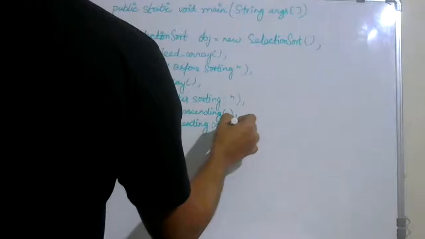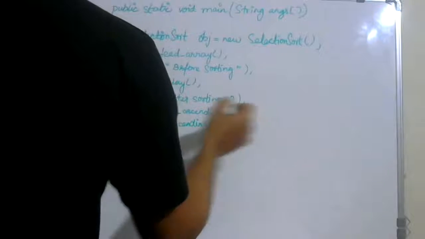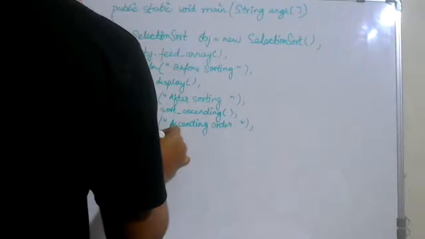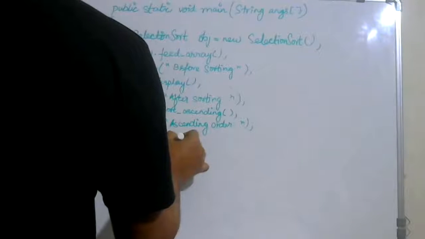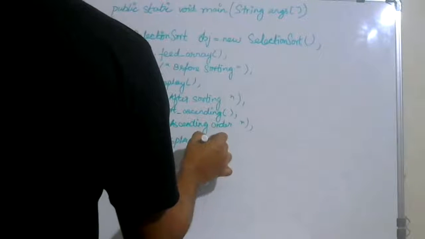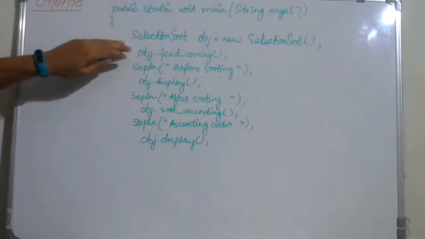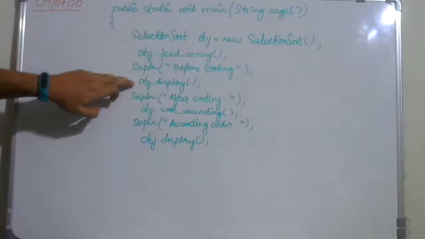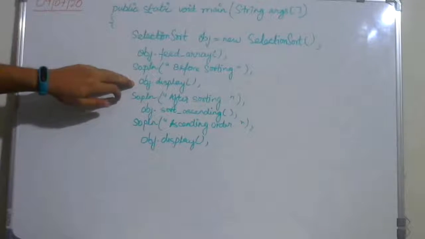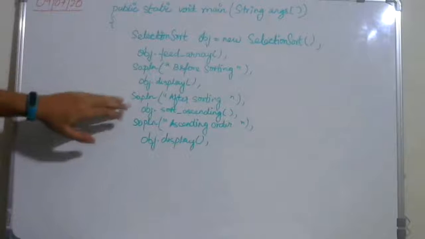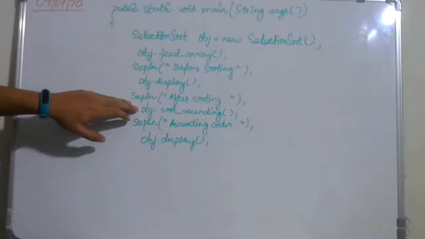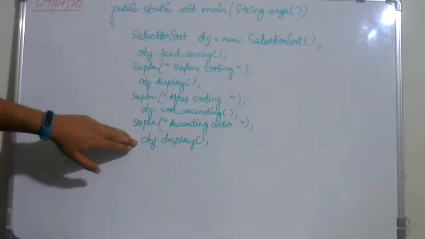So we display System.out.println "ascending order", and we call the display method to display the elements in the array. All these operations are happening on one single array. The array that we had defined at the beginning, we're feeding elements into that same array. We're displaying that array before we call the sorting methods. Next we call the sort ascending method, so that same array is sorted in ascending order. We are again displaying that sorted array.